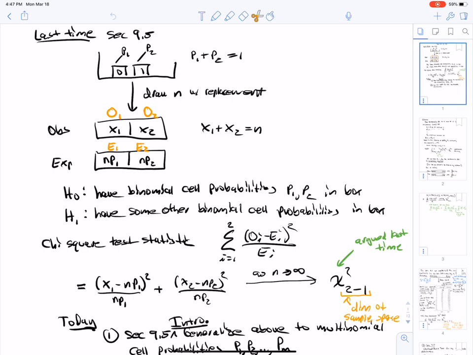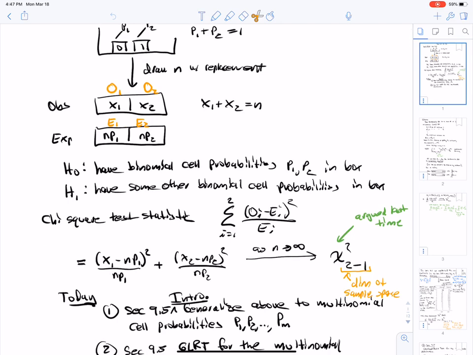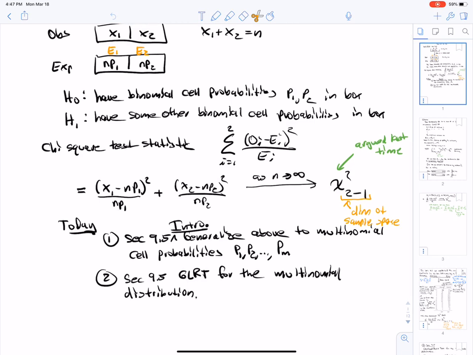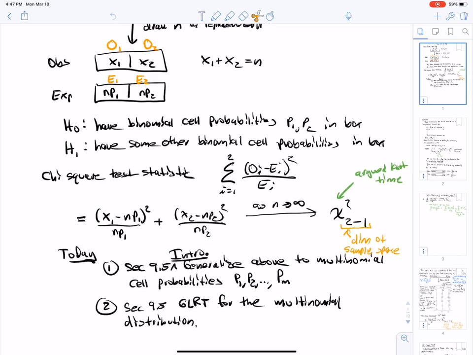So our null is that we have binomial cell probabilities P1, P2 in the box, and the alternative is that we have some other binomial cell probabilities in the box. So it is that kind of alternative. And the chi-squared test statistic is, summing over all of the cells, observed minus expected squared over expected. And in this case, we have two cells. So we have a sum of 2 here.